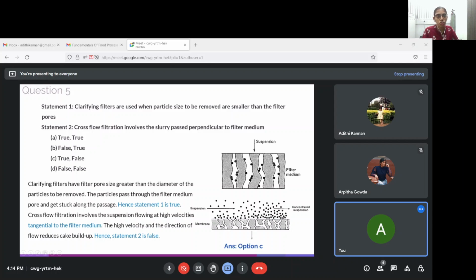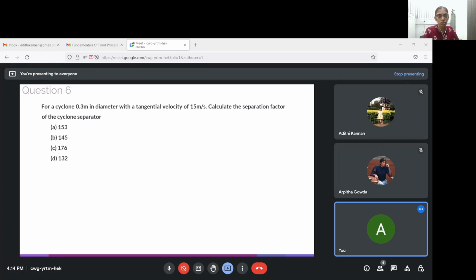So the answer to this question is option C. The first statement is true, that is, the pore size is larger, and statement 2 is false, that is, cross-flow filtration involves slurry passing tangential to the filter medium. So any doubts in these concepts? Okay, so moving on to question 6.